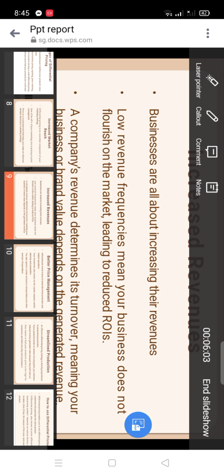Increase revenues. Businesses are all about increasing their revenues because it is the primary goal every company wants to pursue. Low revenues mean your business does not flourish in the market. Company revenues determine its turnover, meaning your business or brand value depends on the generated revenues.